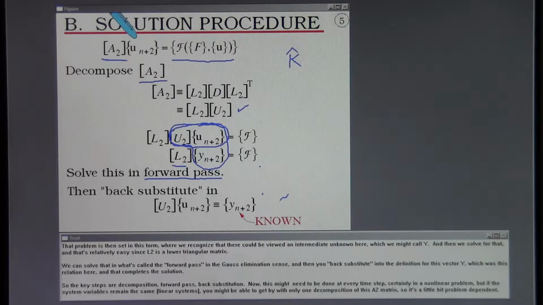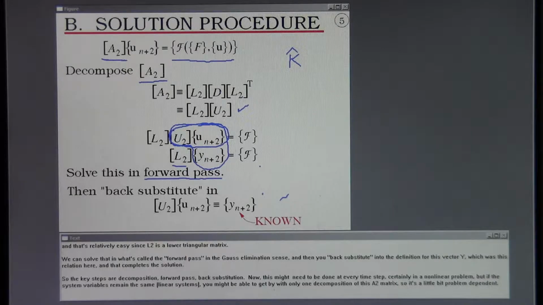Now, this might need to be done at every time step, certainly in a nonlinear problem, but if the system variables remain the same, you might be able to get by with only one decomposition of this A2 matrix. So it's a little bit problem dependent.